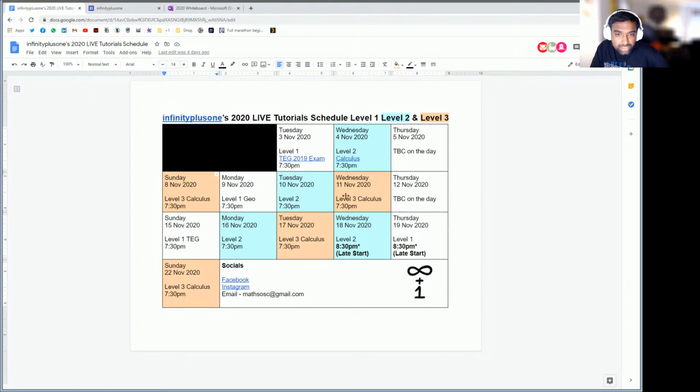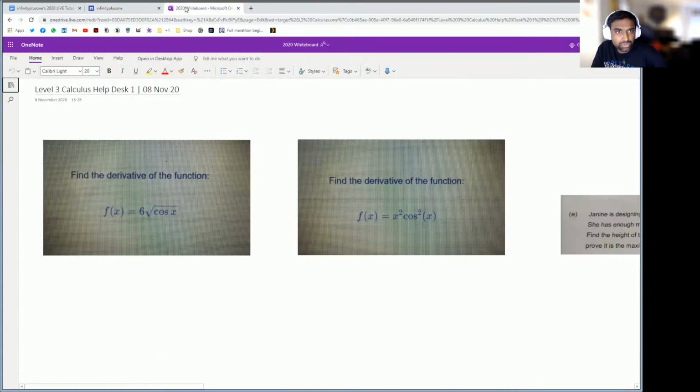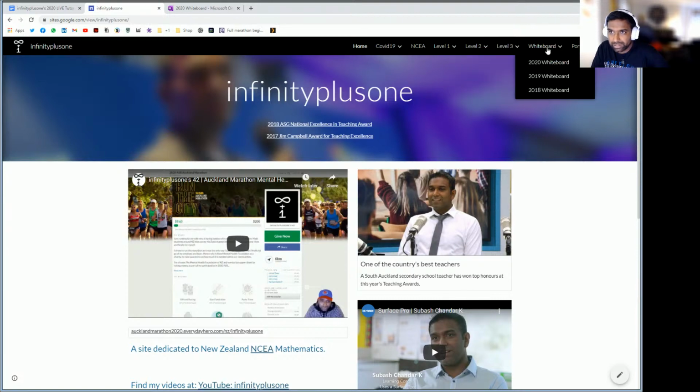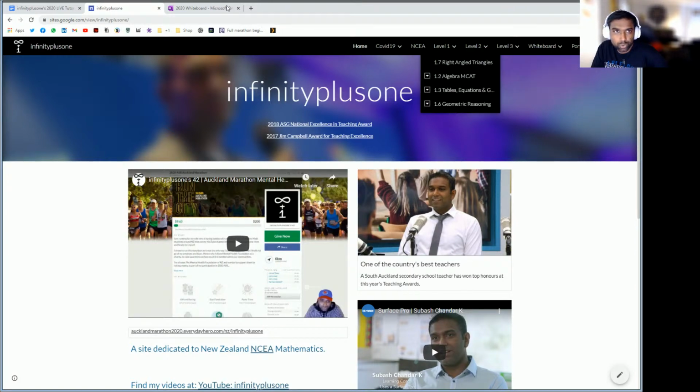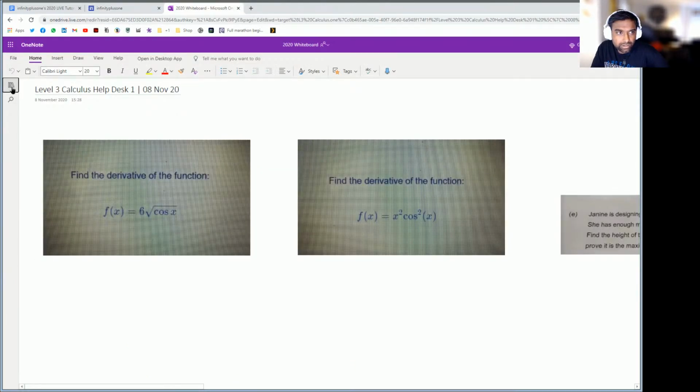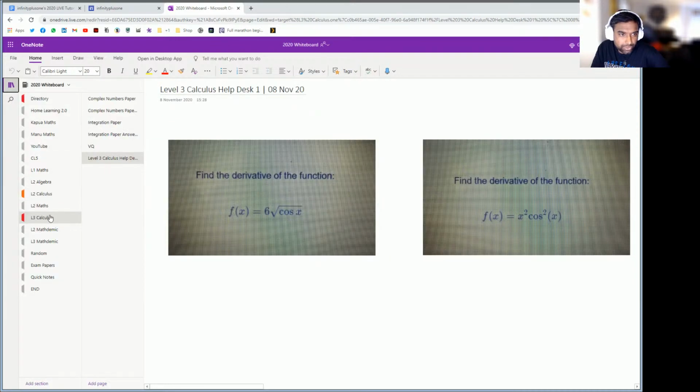So that's the schedule, by the way. I have shared it on my community post somewhere. If you want access to the whiteboard itself, it's an online whiteboard. Just go to my website, under whiteboard, click on 2020 whiteboard. That should take you here. And if you click on level 3 calculus, you should get to the level 3 calculus help desk, which is basically today's questions.